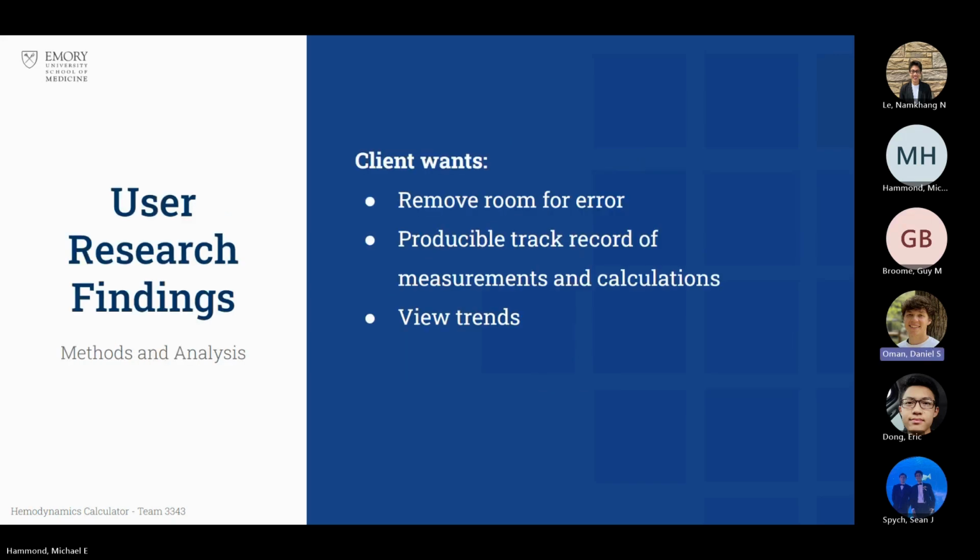So we surveyed 8 ICU physicians, and this is what they want. So essentially, they all want to remove room for error in all calculations, and all respondents currently use a handwritten process, and they want to reduce room for error in these handwritten calculations. 100% of survey responses also want the ability to view trends. When they write down measurements, they want to have a reproducible track record of these measurements and calculations.